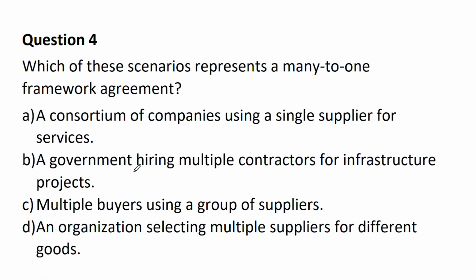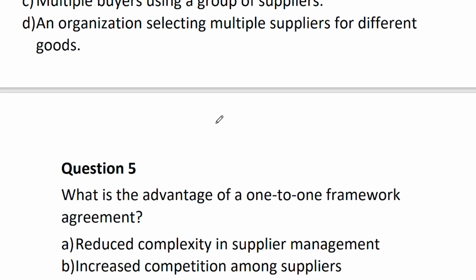Right, number 4. Which of the following scenarios represent a many-to-one framework? So many buyers, one supplier. That is what we're talking about here. A consortium of companies using a single supplier for services. All right, and we need to look further. So that's it. There are many buyers. So B, and one supplier.